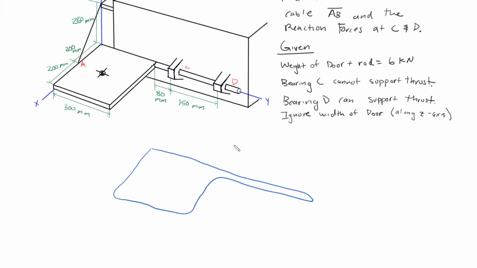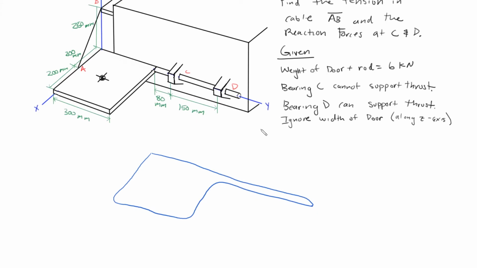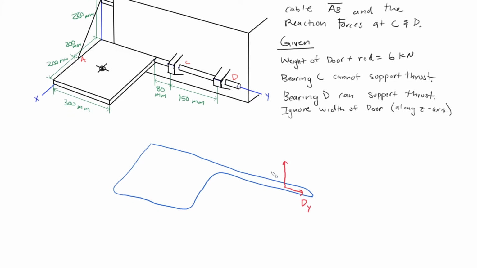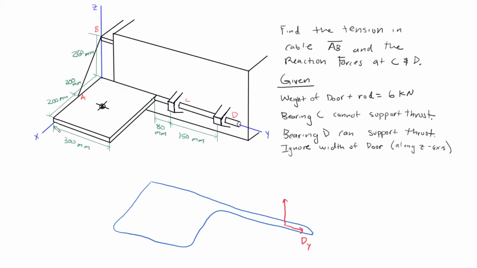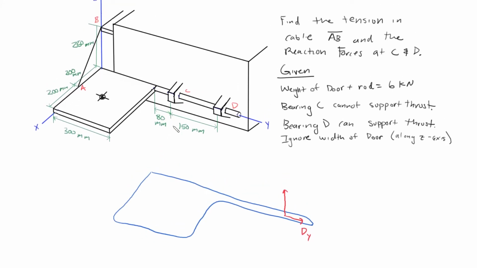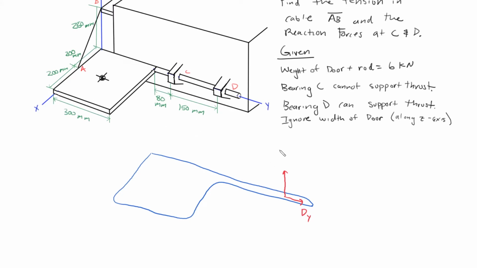We were told that bearing D can support thrust, so there's going to be a reaction force pointing in the y direction, which I'll call Dy. These are defined arbitrarily, because you could define Dy going in the opposite direction. That is completely fine, as long as you're consistent with your signs and your orientation, which is already defined in our problem. As long as you're consistent with those things, the answer should be the same. You just may have to flip some force vectors at the very end.